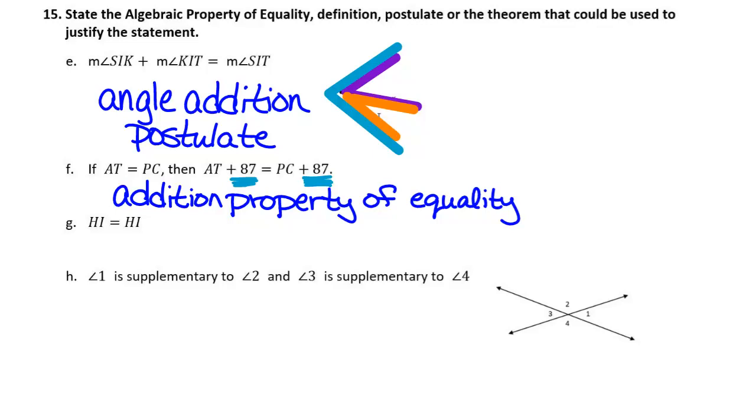All those things that you learned in Algebra 1 about if you do it to one side, you got to do it to the other, those are properties of equality. So if you add something to one side, you have to add it to the other. That's the addition property of equality. If you subtract something from one side, you have to subtract it from the other. That would be our subtraction property of equality. Multiply by something on one side, so you have to multiply by the same thing on the other side. Multiplication property of equality. And then we have the division property of equality. If you divide one side by something, you have to divide the other side by the same thing.